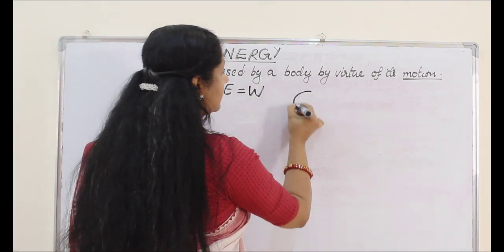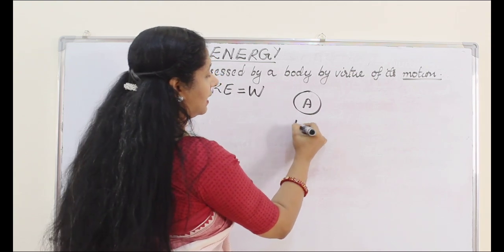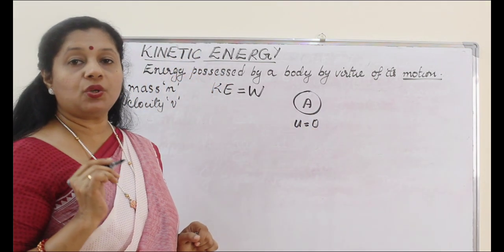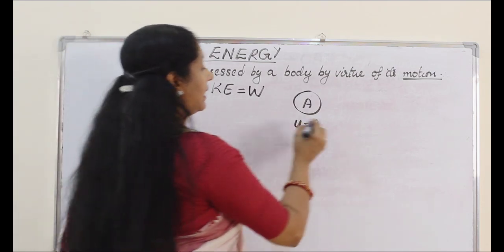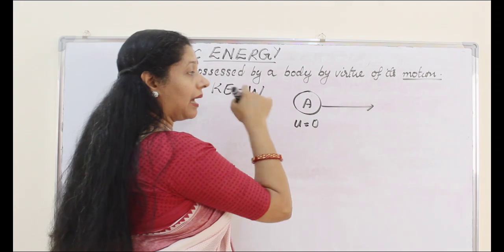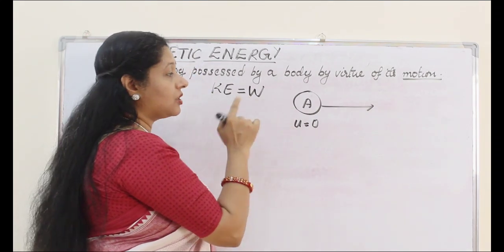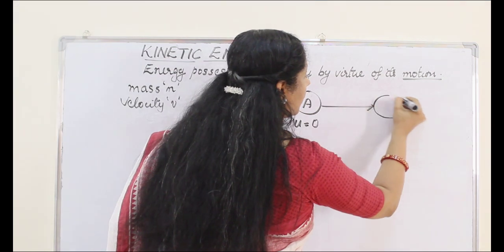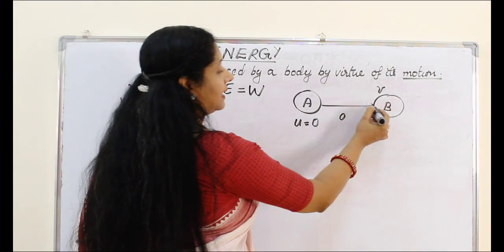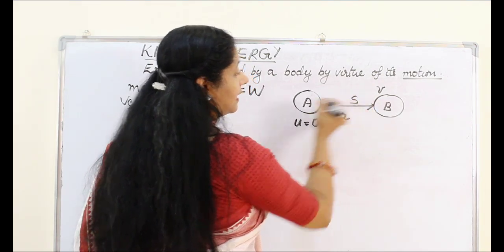For example, this is the initial position A, and what is the initial velocity? It is not moving, it is stationary. So the initial velocity u is considered as 0. Now we are moving it by applying a force for work done, so it is reaching the point B, attaining a velocity v. And let's take the acceleration produced in the body as a and the distance covered as s.